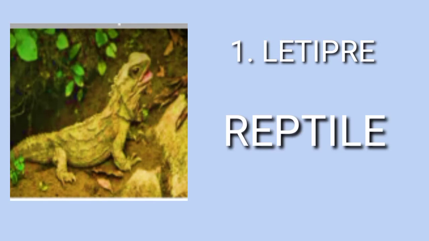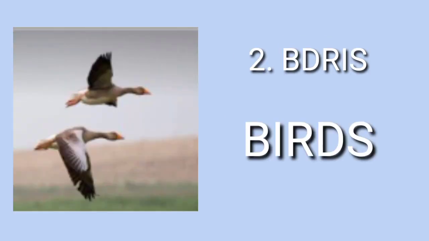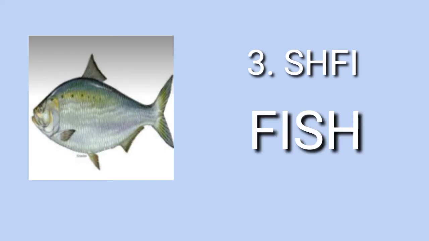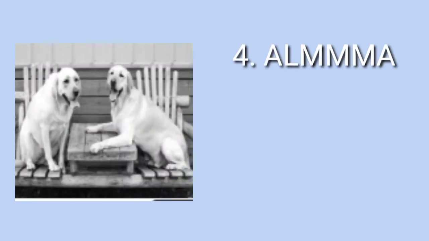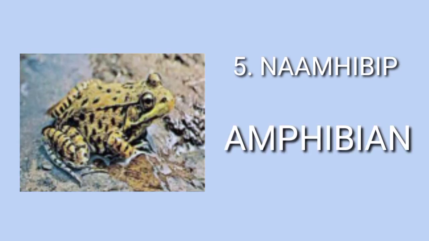Number 1, number 2, number 3, 4, and 5. What word did you form? Did you form the word mammal? How about bird? Fish, reptile, amphibian. Then if you formed all those words, your answers are all correct.